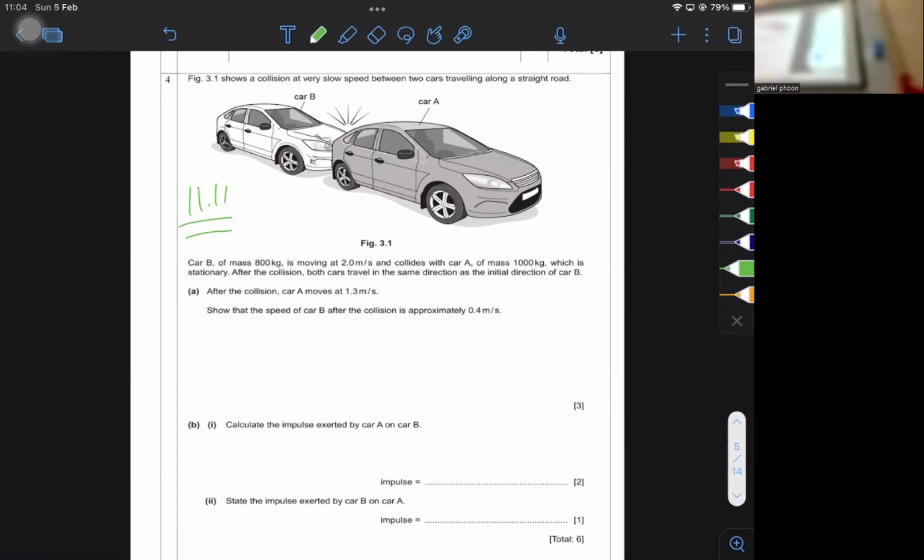Oh, this is correct. Good. This is correct also. This is wrong. Last one is wrong about here, but this they are taking together. So what does that mean? Yeah. If they are taking together, we need to say this velocity v, right? Oh, they are taking together.